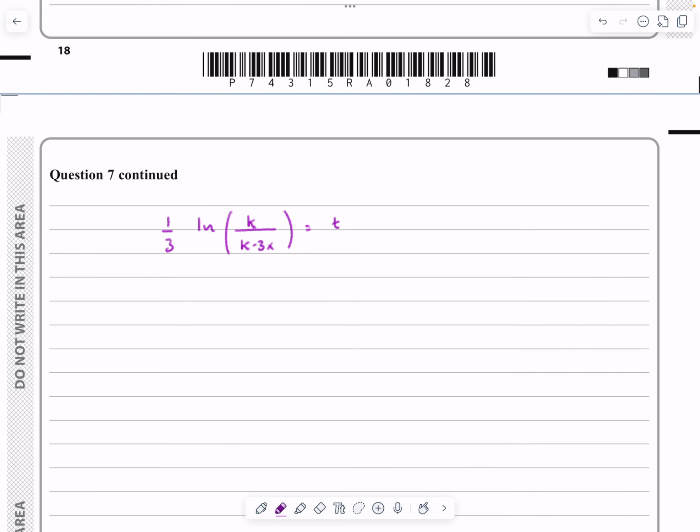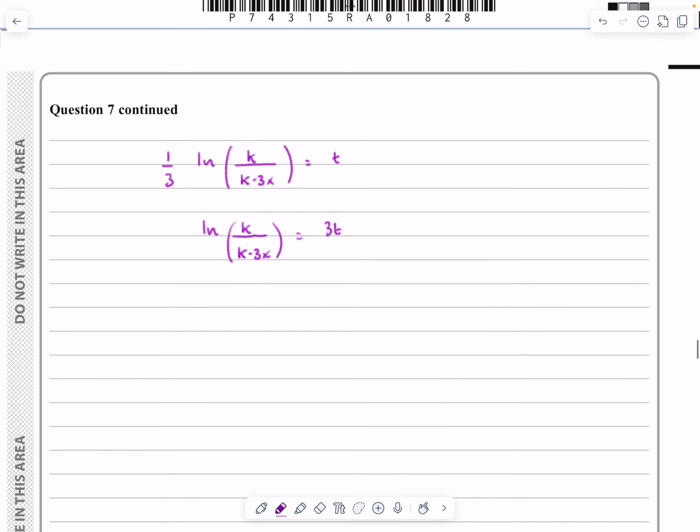Remember, I'm trying to get x equals from this, so let's get the third over to the other side. Log of k over k minus 3x is equal to 3t. All those previous stages were basically to get to this situation where I've got just a log function equals something, because now I can e both sides. So I was aiming to get to this stage. Now if we do e both sides, we're going to get k over k minus 3x is equal to e to the 3t here.